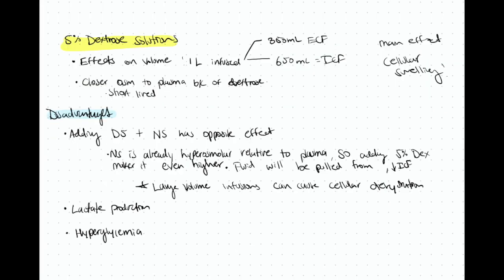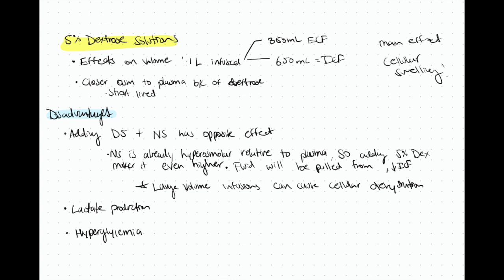Okay, now let's talk about 5% dextrose solutions. They are hypotonic relative to plasma, therefore their main job is cellular swelling. The dextrose provides a small source of energy, and once the dextrose is metabolized by cells, the osmolarity of D5 solutions is similar to that of plasma. In other words, the effect of dextrose is relatively short-lived. Infusing a liter of D5 is going to increase the intracellular fluid. If you give a liter, about 650 is going to end up inside the cells.